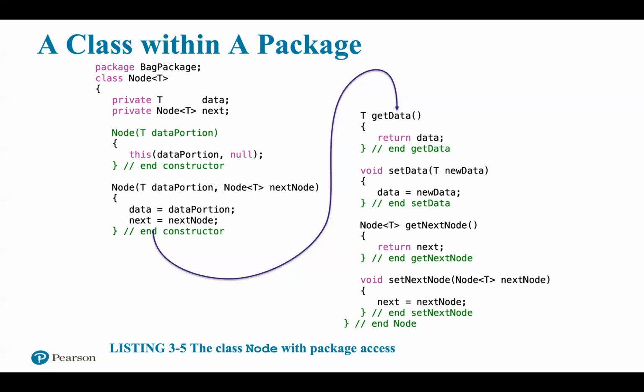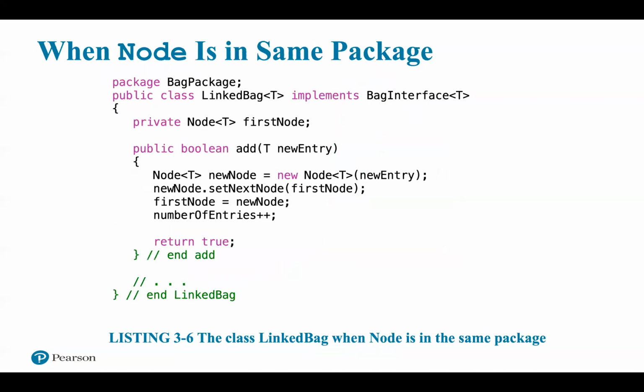To transform Node as given in listing 3.4 into a class accessible only by other classes in its package, you first omit all of the access modifiers except the ones for the data fields. You then add T after each occurrence of Node within the class definition, except when it is used as a constructor name. The revised class appears in listing 3.5, which we're showing here with that T notation.